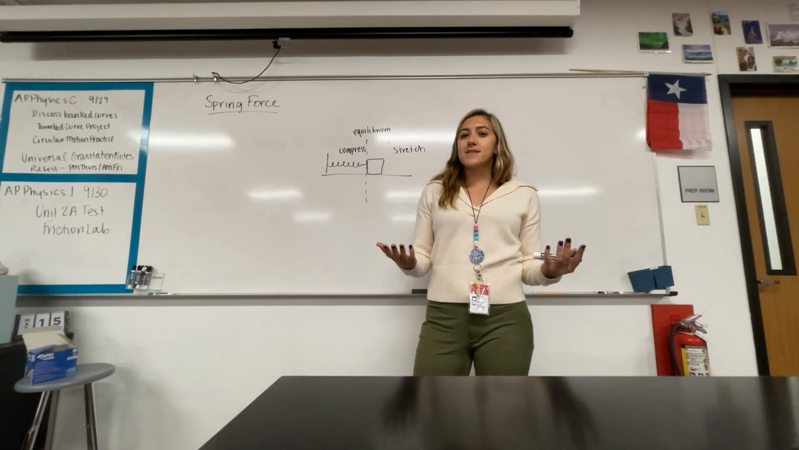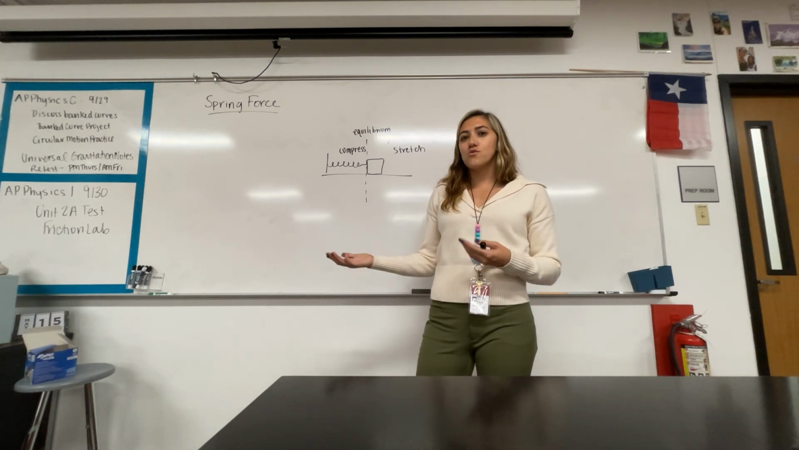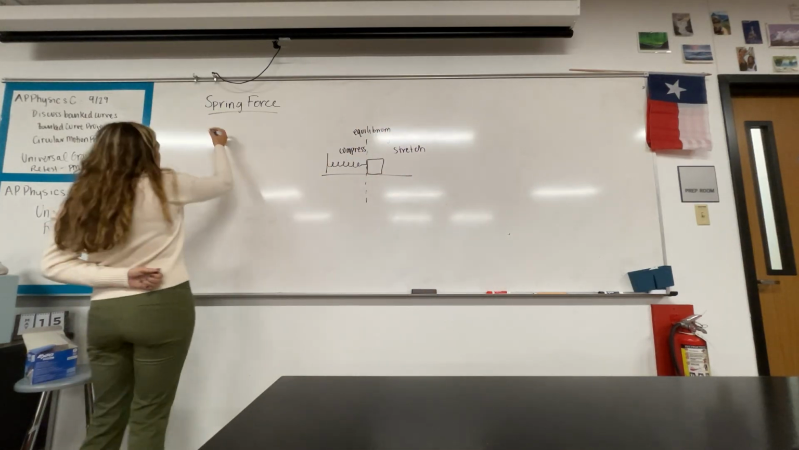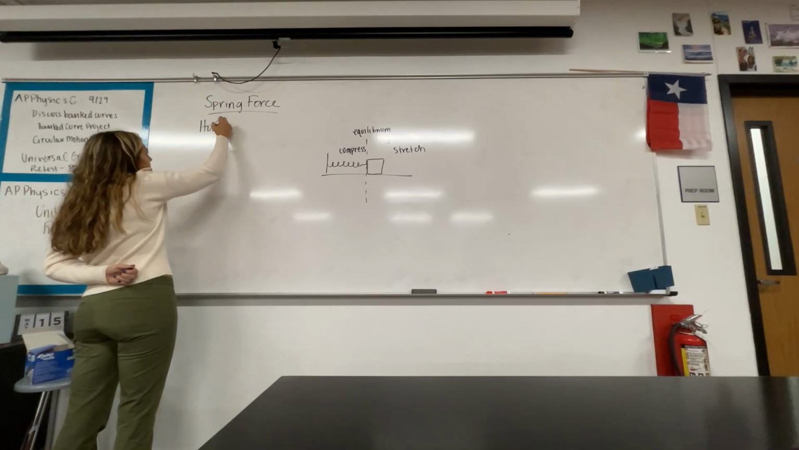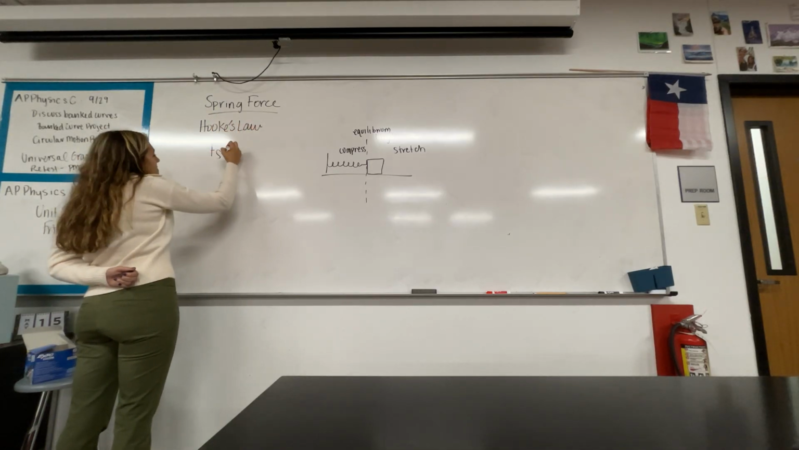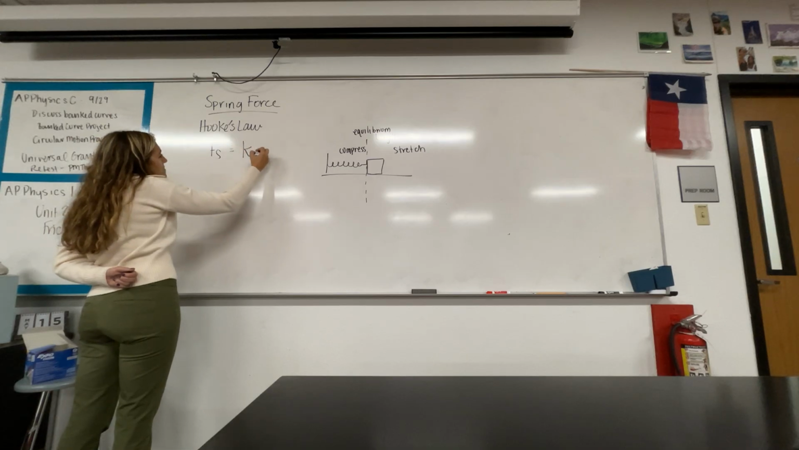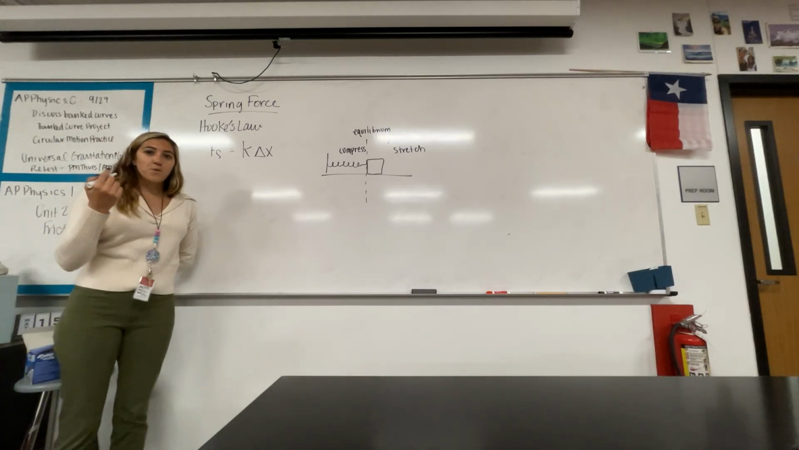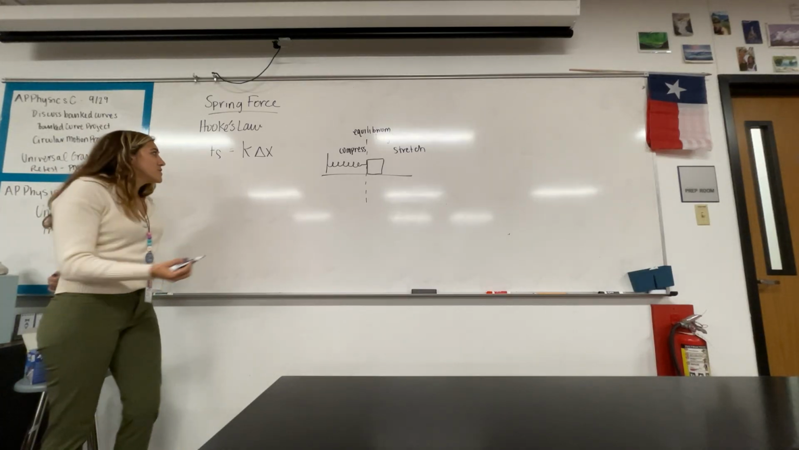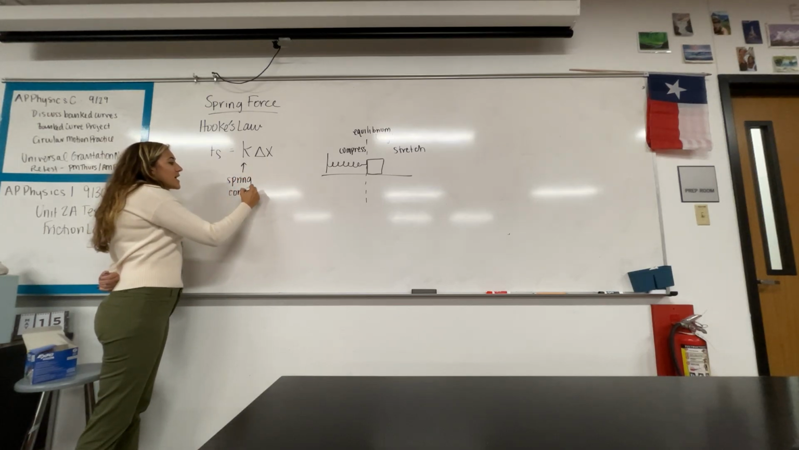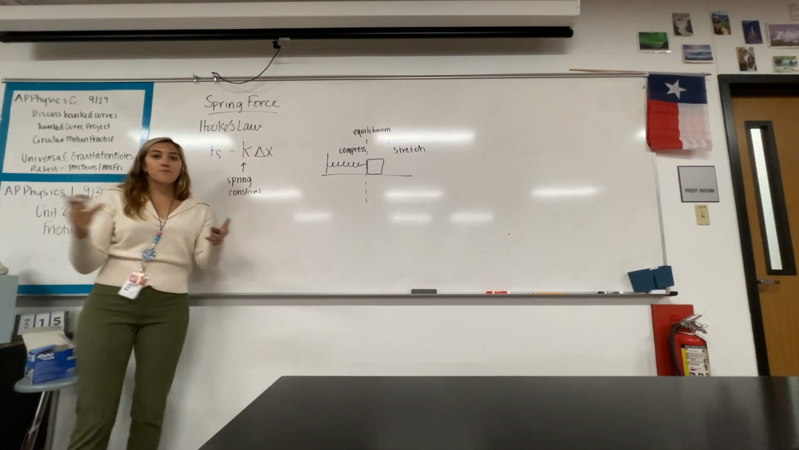Now, how much force did the spring apply to the roller coaster? Well, Hooke's law says that the force of a spring is equal to K times the distance that spring was compressed or stretched. So K is a spring constant. Every spring has a different one. It's the ability of the spring to compress or stretch.